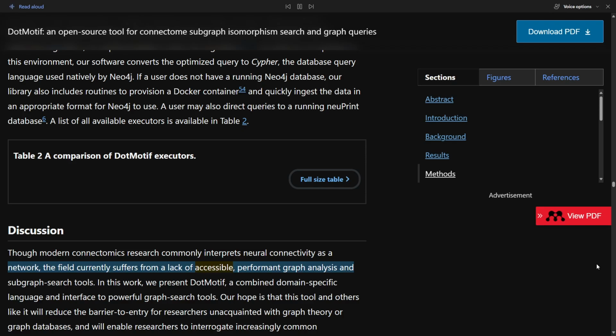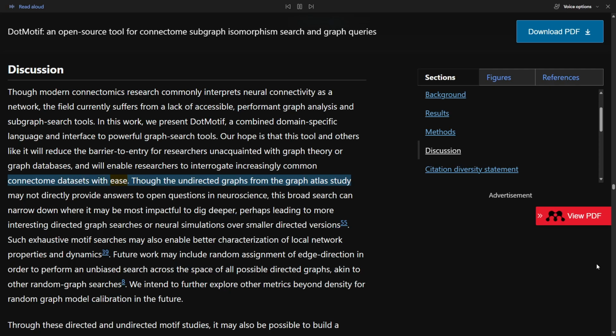lack of accessible, performant graph analysis and subgraph search tools. In this work, we present DotMotif, a combined domain-specific language and interface to powerful graph search tools. Our hope is that this tool and others like it will reduce the barrier to entry for researchers unacquainted with graph theory or graph databases, and will enable researchers to interrogate increasingly common connectome datasets with ease.